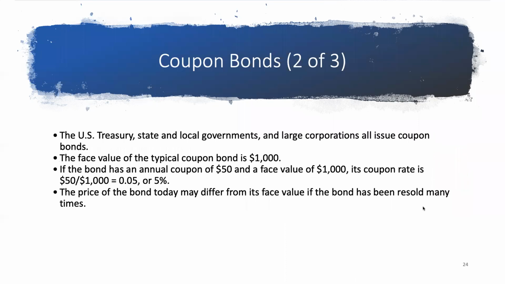Okay. All right. So who issues coupon bonds? Basically, the US Treasury, the state and local governments, and large corporations all issue coupon bonds. And typically speaking, the face value of a typical coupon bond is standardized as $1,000. Right? You might see other denominations, but generally speaking, most coupon bonds have a face value of $1,000. And if the bond has an annual coupon of $50 and a face value of $1,000, then its coupon rate is just the coupon amount over the face value, or the par value. So that's 50 over 1,000 or 5%. So this is a bond which has a coupon rate of 5%.